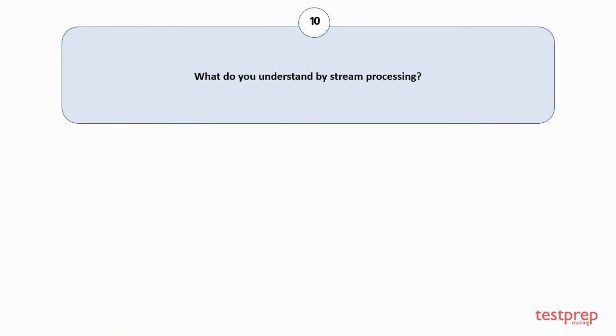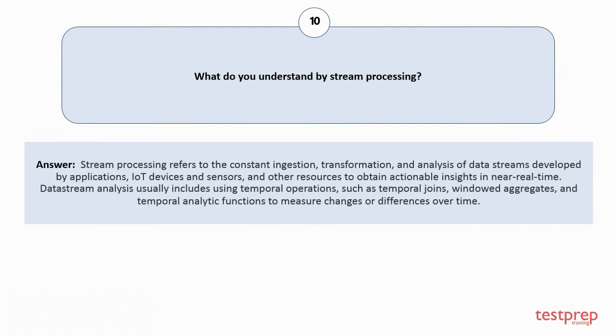Question number 10, what do you understand by stream processing? Your answer is: stream processing refers to the constant ingestion, transformation, and analysis of data streams developed by applications, IoT devices and sensors, and other resources to obtain actionable insights in near real time. Data stream analysis usually includes using temporal operations, such as temporal joins, windowed aggregates, and temporal analytic functions to measure changes or differences over time.